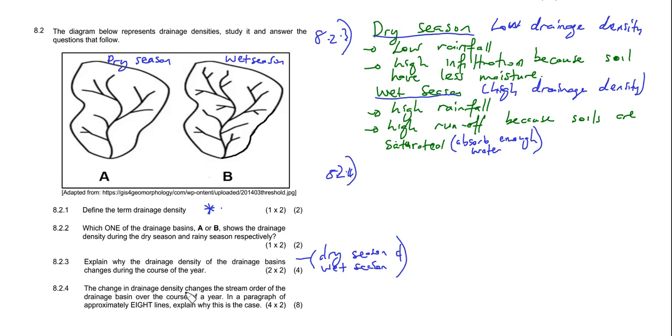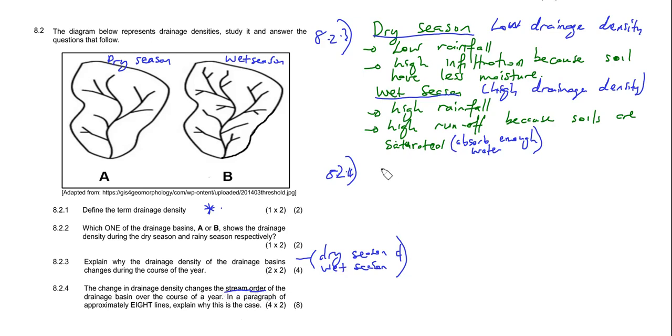The changes in the drainage density change the stream order of the drainage basin over the course of the year. In a paragraph of approximately 8 lines, explain why this is the case. So here's the thing. Stream order, we're talking of the amount of rainfall also being received. So we are saying changing the drainage density changes stream order.